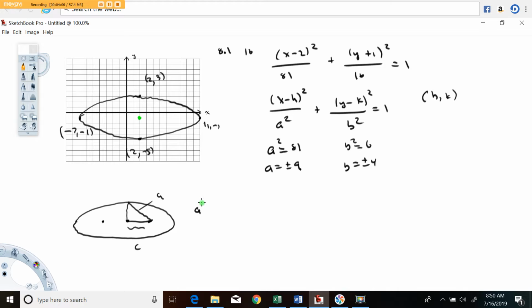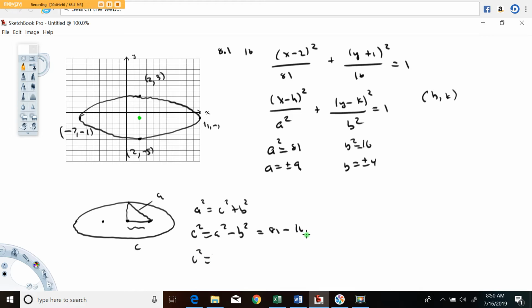And then a squared is equal to c squared plus b squared. So c squared is a squared minus b squared. In this example, that's 81 minus, I'm sorry, I got to go back here. This was b squared equals 16, by the way, not 6. I think we're okay. I'm just going to leave this as it is. So a squared minus b squared is going to be 81 minus 16.